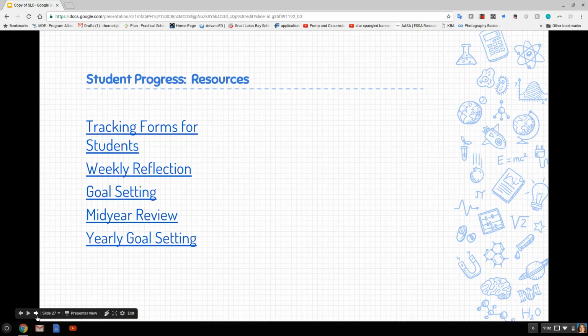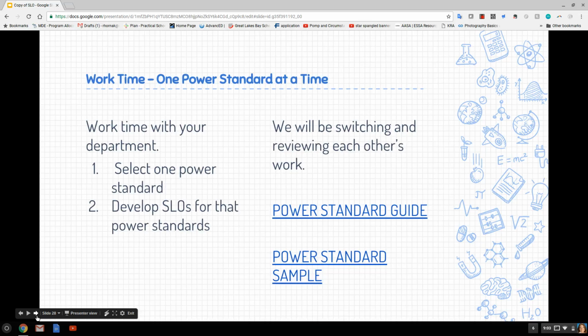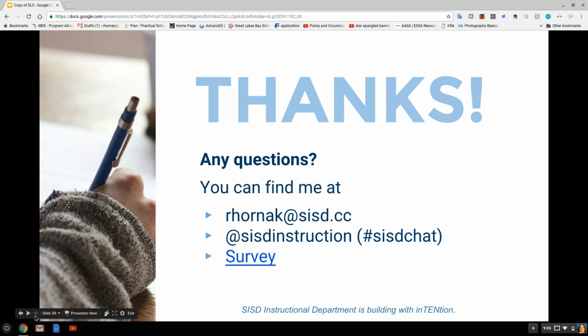Now, one thing we will talk about is the fact that students can track their progress. I have a number of samples from anywhere from tracking forms to weekly reflection to goal setting, even yearly setting. Okay, and we'll go through that process step by step.